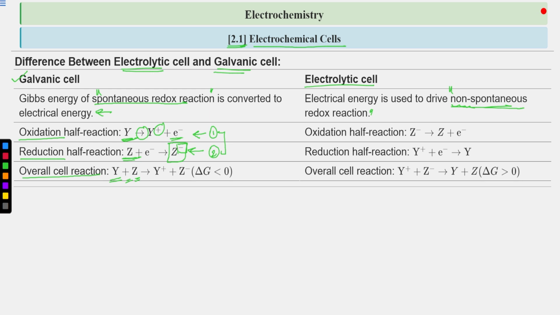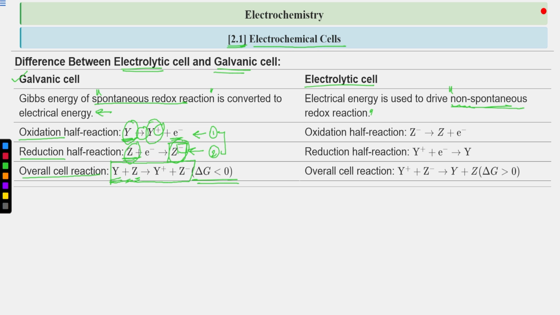Similarly here, you add Y and Z and the electron also, Y positive, Z negative, and the electron. So this electron will cancel out this electron, and the final overall cell reaction will become Y plus Z giving us Y positive plus Z negative. Now, this reaction is a spontaneous reaction and del G for this reaction is less than 0.